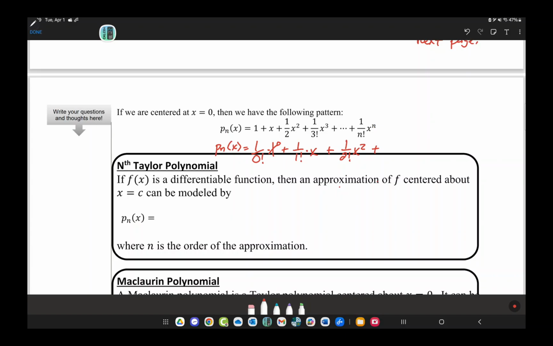We're going to go on further. We're having a few more days of this. We have radius and interval of convergence, and then finding Taylor and Maclaurin series. We'll come back to this as well. All of this is going to be with these numbers.